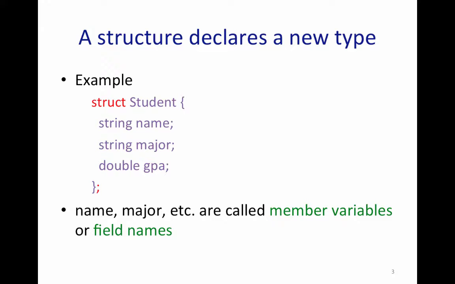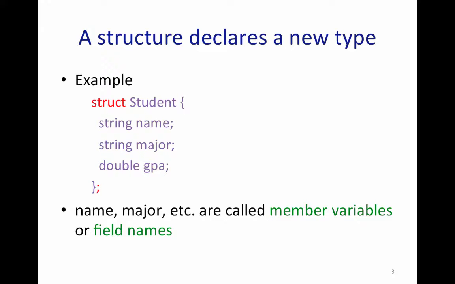The C++ way of referring to them is typically as member variables, but the C way is to call them fields, and the way you probably think of a record is you think of fields in a record. So I will use the two terms interchangeably. In this case, this student struct has three member variables, one for the student's name, one for the major, and one for the student's GPA.